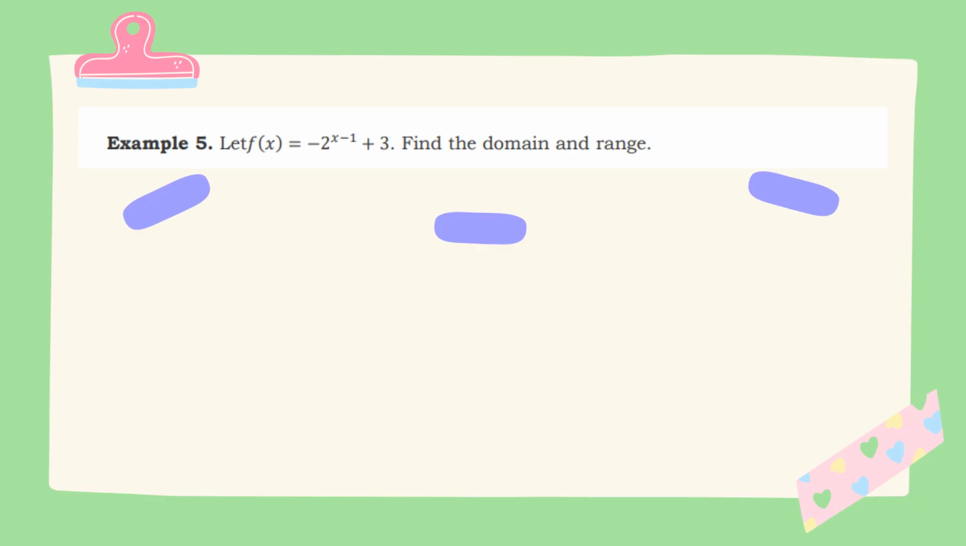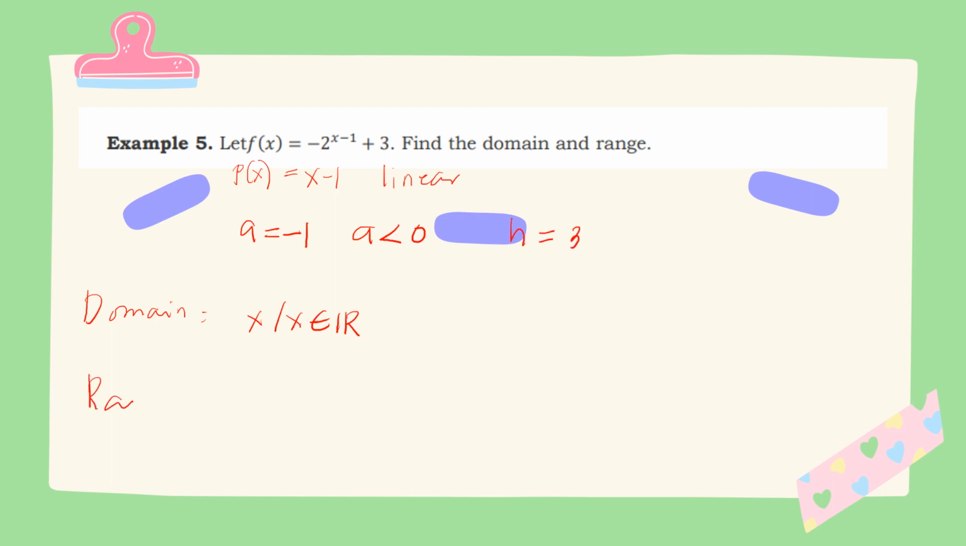So, number 5. Again, let us identify the p of x. P of x is equal to x minus 1, and it is linear. After that, if this is linear, therefore we can say that domain are elements of real number. For our range, let us identify first the value of a. Ang a dito is negative 1. And then, a is less than 0. Our h is positive 3.